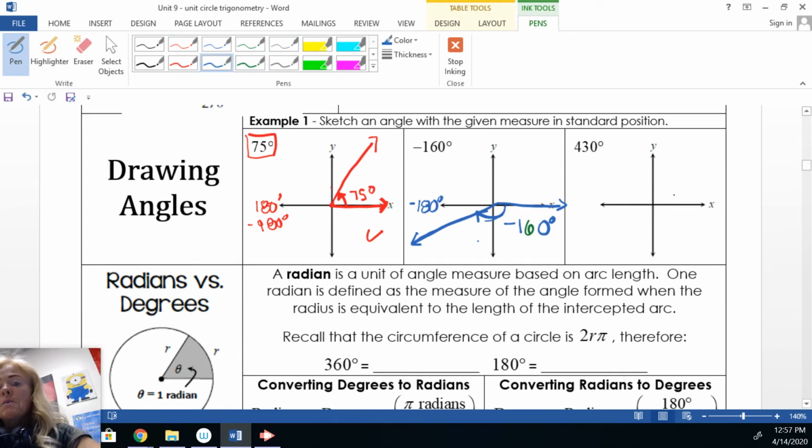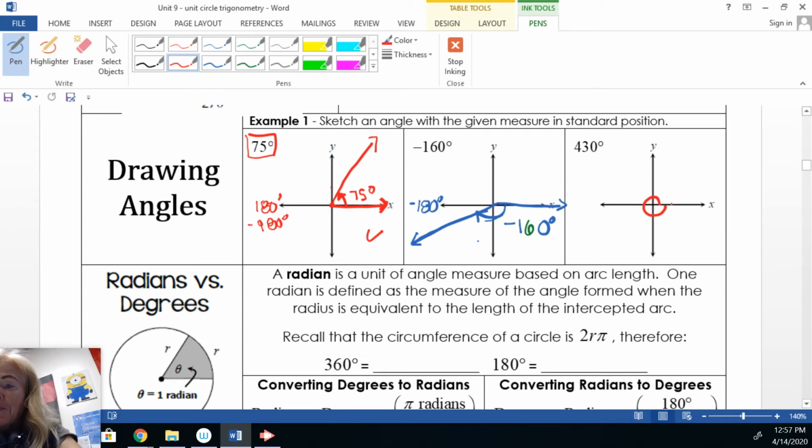All right, the next one is 430, sorry. Now 430 is more than one full revolution. Remember that one full revolution was 360 degrees. So if I start here and I travel 360 degrees, I haven't quite reached our 430 mark.